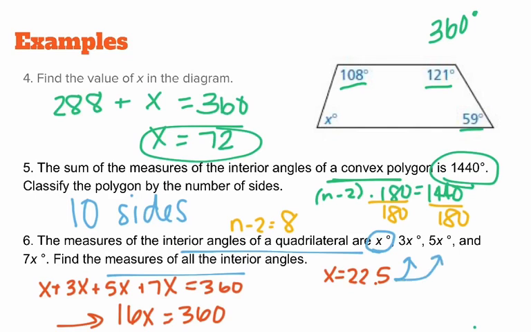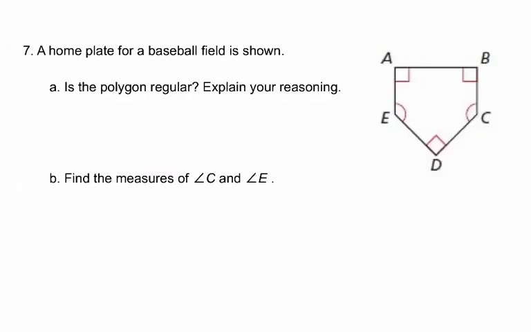Substituting it in, that third angle, 5 times 22.5, would be 112.5 degrees. And then the last one, substituting it in, I would get 157.5 degrees. Now, 22.5, 67.5, 112.5, 157.5. If I add all of those together, I get 360. Therefore, I can check my work, and I know that I did it correct because that is the angle sum of a quadrilateral. All right, let's take a look at this next one.